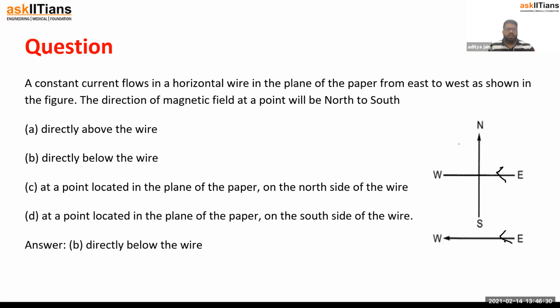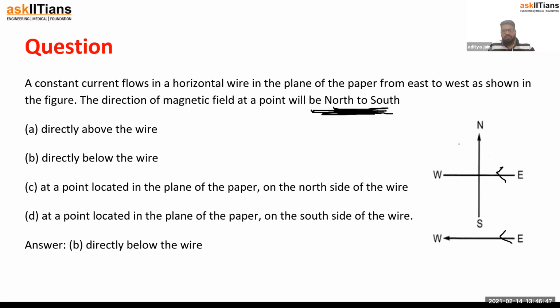The direction of magnetic field at a point will be north to south. So he is giving you the direction of magnetic field from north to south. You have to decide where the point should be lying so that the direction of magnetic field at that point will be north to south.